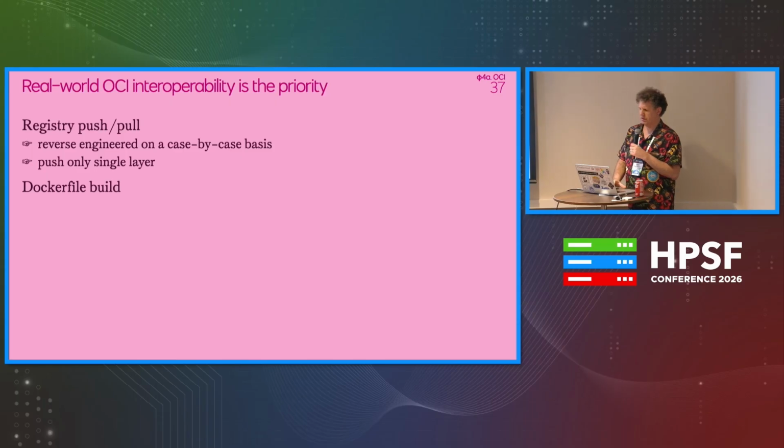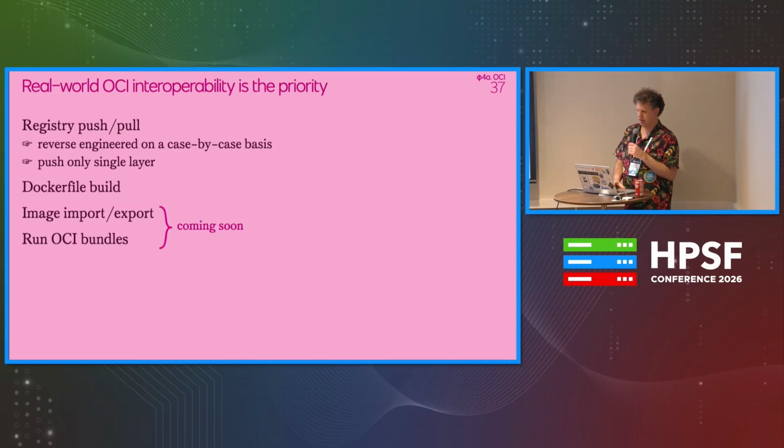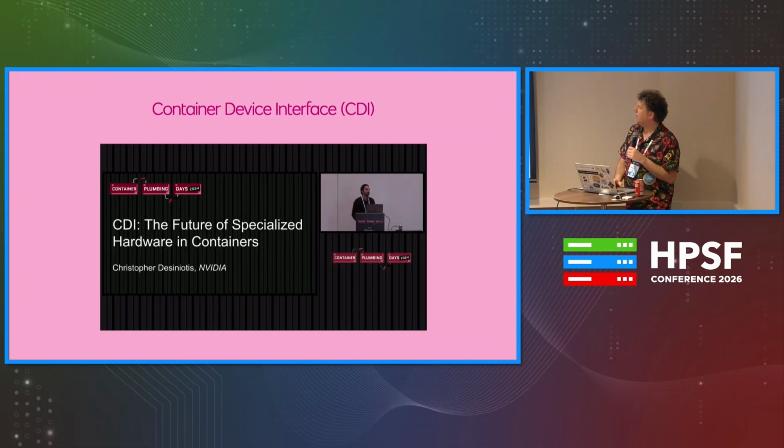We can build using Dockerfiles. Some things that are coming soon are image export and import, running OCI bundles. And then eventually I'd like to do layer-full push to actually put different layers. And then, okay, Container Device Interface.